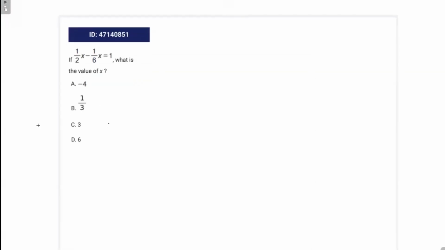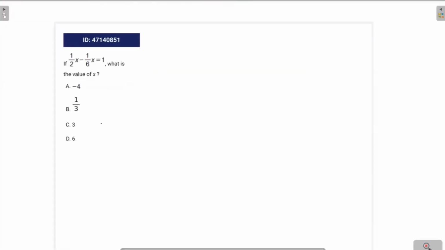So here's the first problem. If 1/2 x minus 1/6 x is equal to 1, we're looking for the value of x. Well, we see there's two values having x, but they have a different denominator. So the first thing we're going to do is change everything to one single denominator. That 1/2 x is going to be the same as 3x over 6. Then you subtract 1/6 x from that. That's all going to be equal to 1.